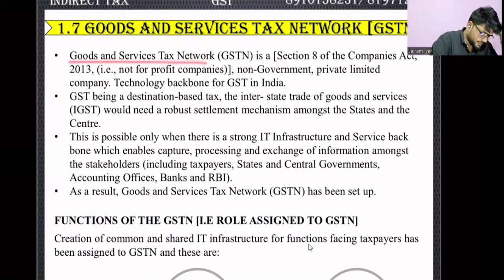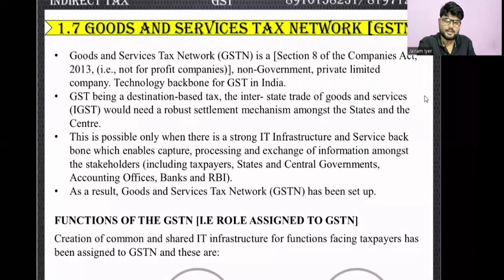Goods and Service Tax Network, that is GSTN, is a Section 8 company under Section 8 of the Companies Act 2013, that is, a not-for-profit, non-government private limited company, the technology backbone of GST in India. So whatever is happening today in GST, the transactions, the speedy recovery, the speedy assessments and all, is because of GSTN. They are the framework from where this web accessibility arises.